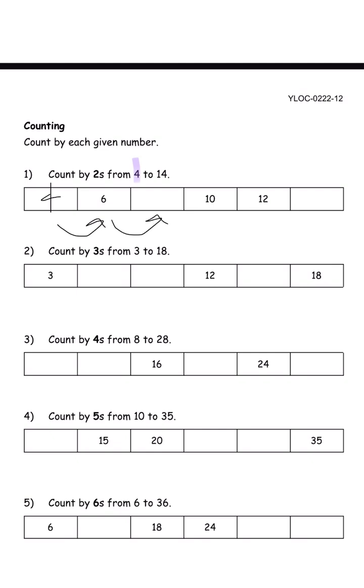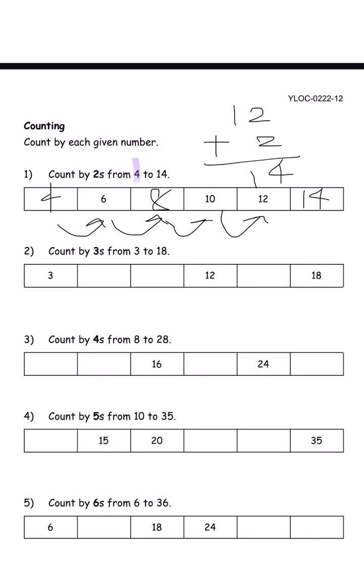We're adding 2 each time, so 4 plus 2, when we count on 5, 6. So that's 6. Then plus 2 is 8, plus 2 is 10, plus 2 is 12, and now we do 12 plus 2, because we were counting by 2s. We had to add 2 each time. That makes it 14. So that's our answer.